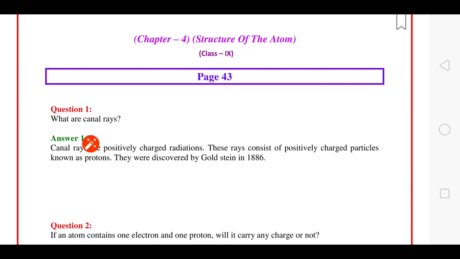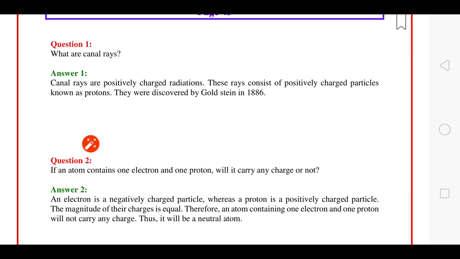In this video, we'll be discussing all the questions and answers of the fourth chapter of class 9th science, that is structure of the atom. Let's start. Our first question is, what are canal rays? The answer is canal rays are positively charged radiations. These rays consist of positively charged particles known as protons. They were discovered by Goldstein in 1886.